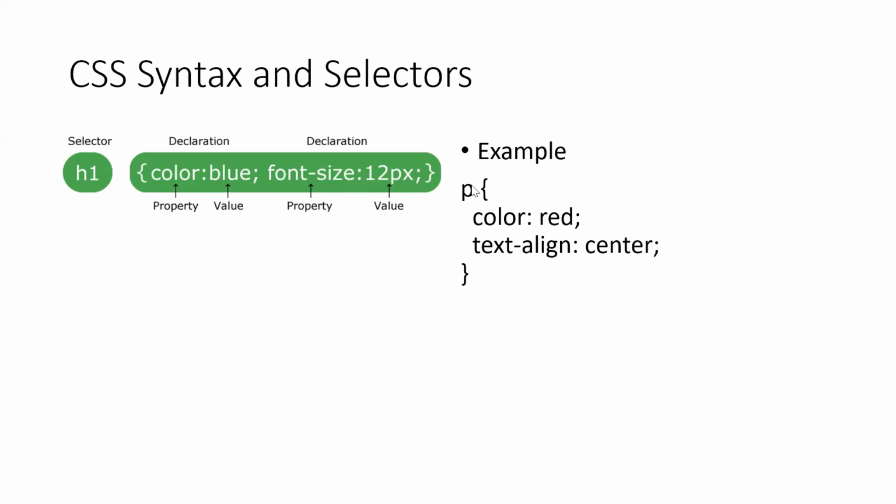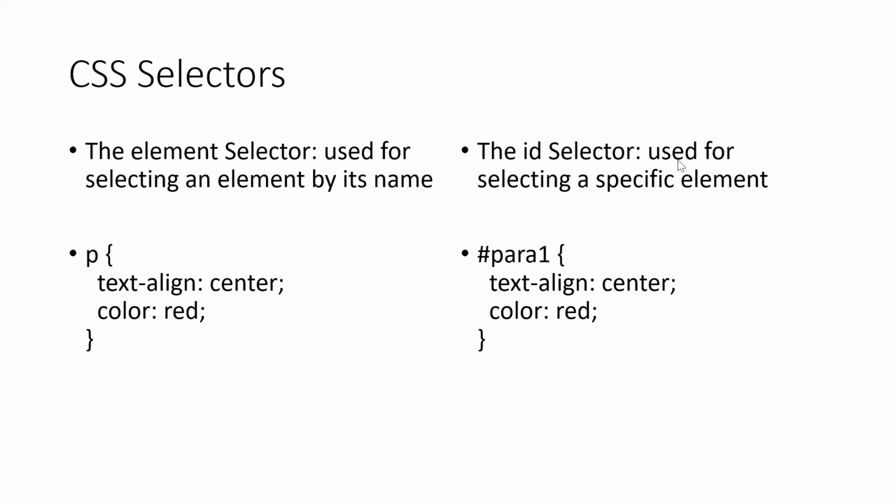So for example, here we use to change paragraph P. Now here what we are going to change in paragraph, we change the text color into red and we align the paragraph to center. So this will apply to all the paragraphs in the HTML document. Now, when you look at different selectors, the very first one is we call element selector. Element selector means we can select the element by its name, like paragraph, like H1, like H2. Or else you can select specific element.